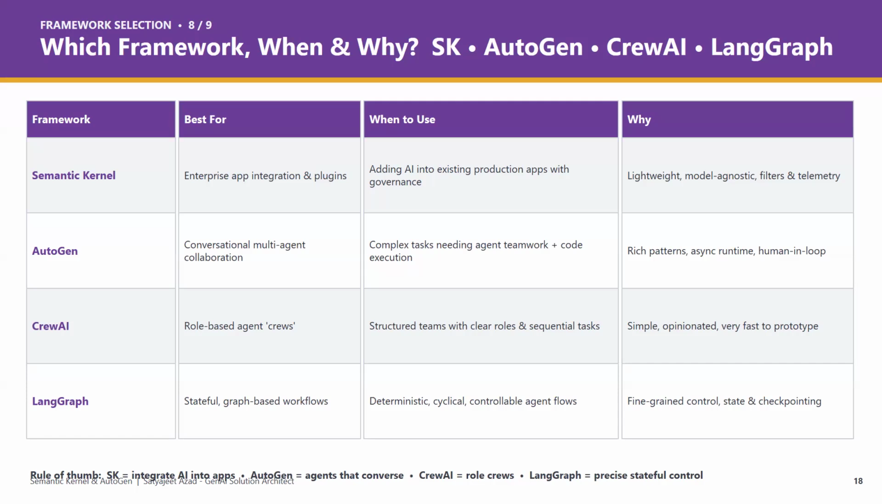Now, Crew AI, it's a role-based agent. Okay. So, if you have multi-agents and you are very much sure that this agent will do this task, just think of it as structured teams with clear roles. You are very much deterministic that this person will do this, and the clear roles, clear visibility. If you have that, then go with Crew AI.